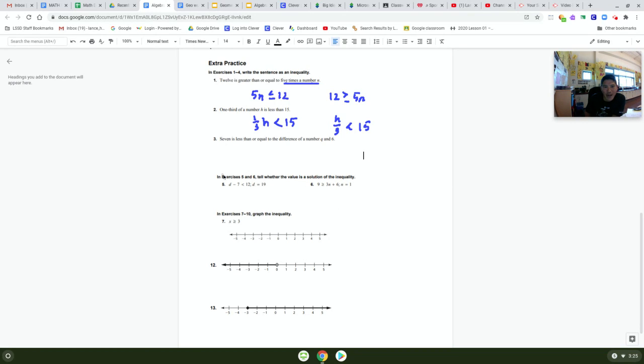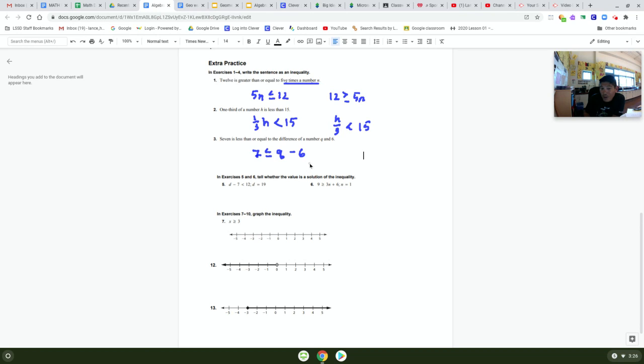For example 3, 7 is less than or equal to the difference of a number q and 6. Maybe start off just by looking at the sentence from left to right. 7 is less than or equal to the difference. Difference means subtraction. You have to be subtracting 2 items. So I'm not going to put just subtraction at the beginning or a negative, but the difference of a number q. Since a number q is mentioned first, that's what you're subtracting from. And then 6, so minus 6.